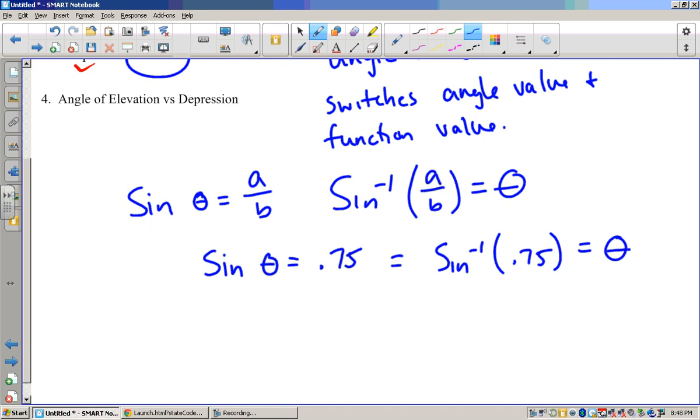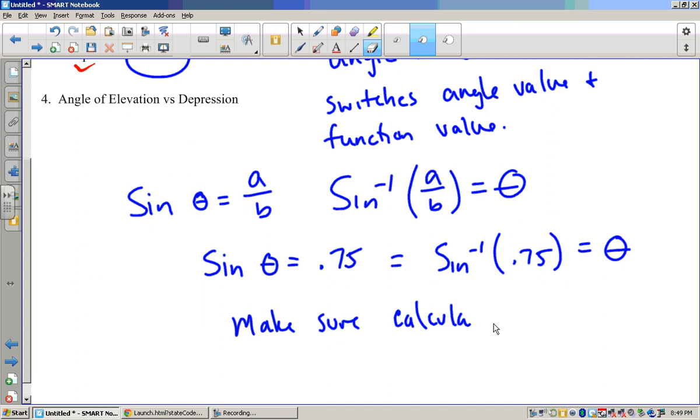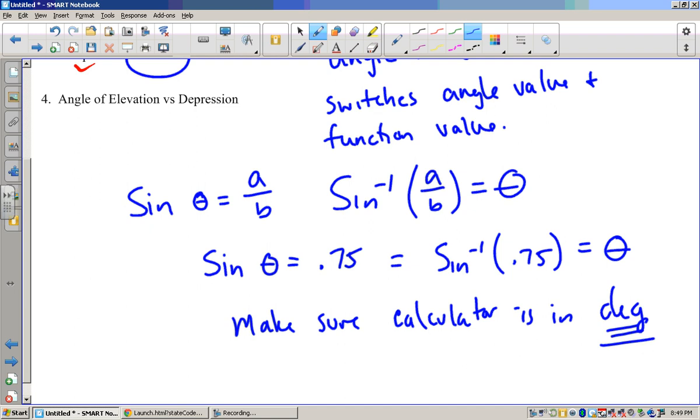Okay, and something in here is make sure your calculator is in degrees. You go to the mode menu to do that. You'll find that there. As you do that, if you know what the value is, you did SOHCAHTOA, you found the fraction value. If you take the inverse of that fraction, you will find out what the actual angle measure is. Okay, so that's that piece.